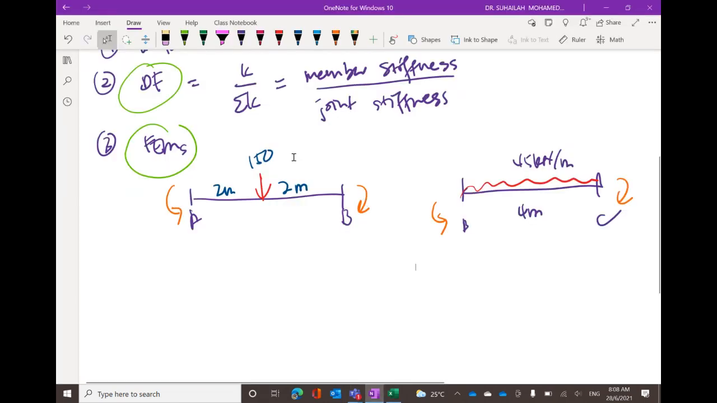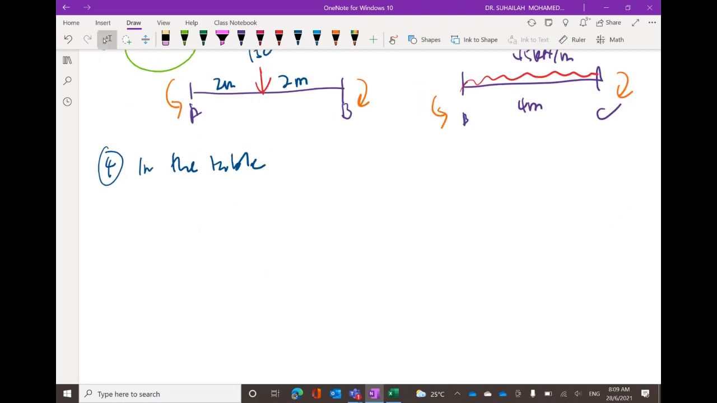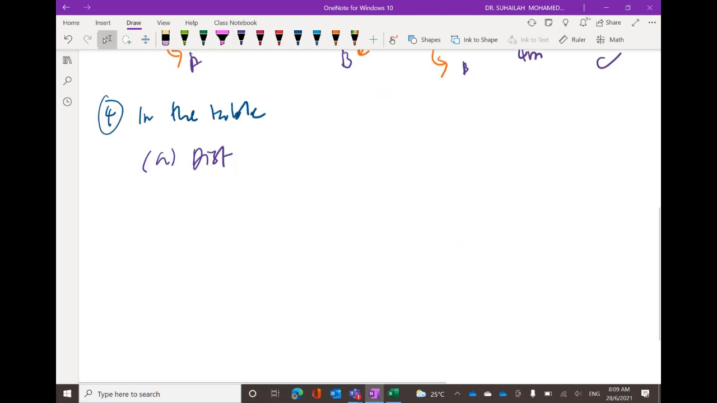So here, FEM, then we start in the table. In the table, we will have A, distribution. Okay, distribution. And the next after that is carry over.